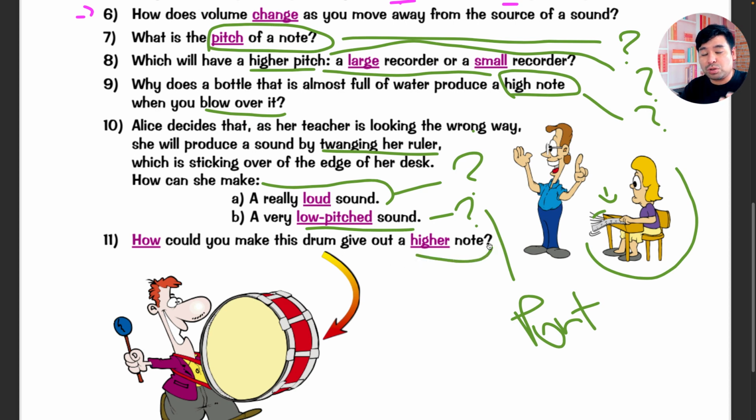Again, what is higher note? What is the definition of that? So please go to the dictionary, Google whatever you want, and get the exact meaning.